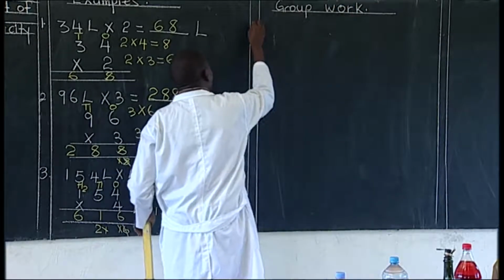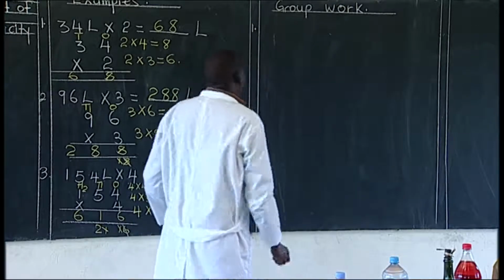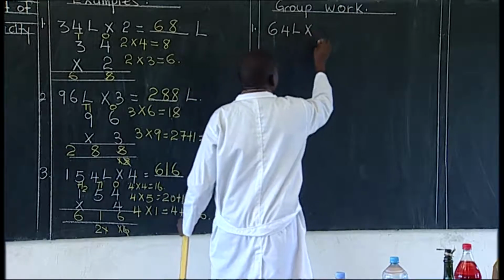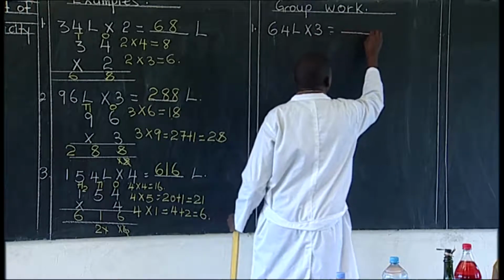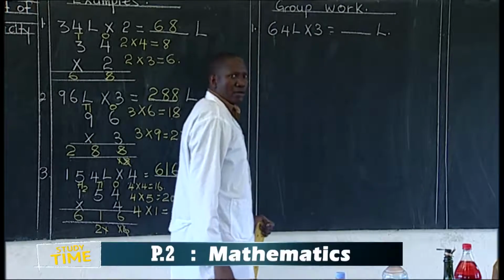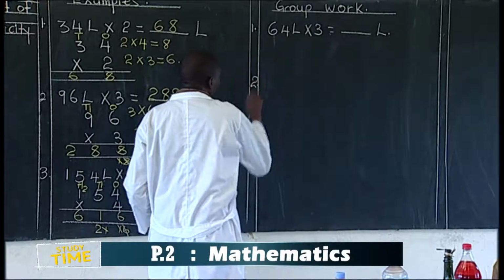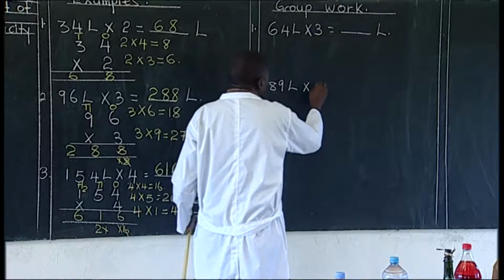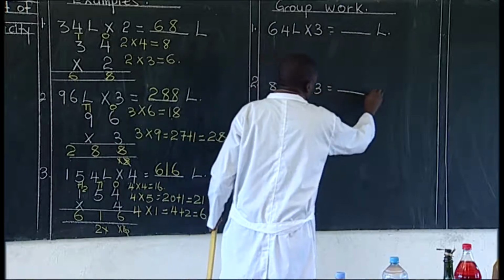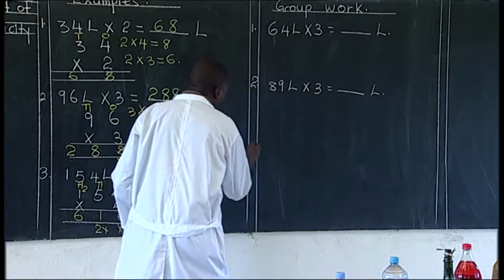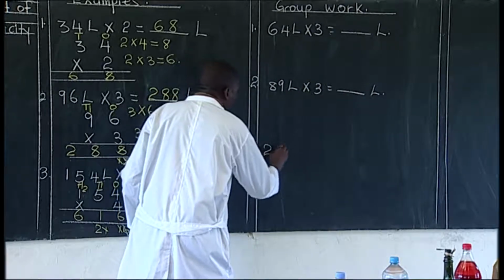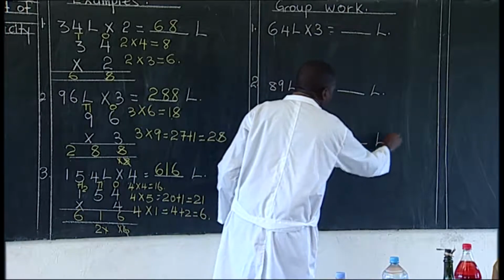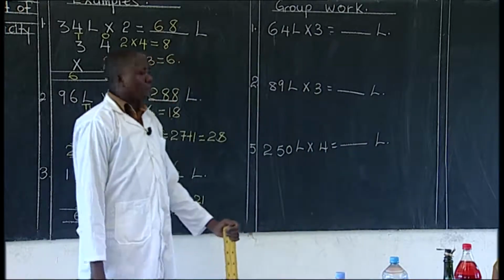In pairs, number 1, we are going to multiply, okay? We are going to multiply 64 liters times 3 equals dash liters. Are you there? Good. Number 2 says 89 liters times 3 equals dash liters. Then the last number here will be 250 liters times 4 equals dash liters. Quickly, can you hurry up?